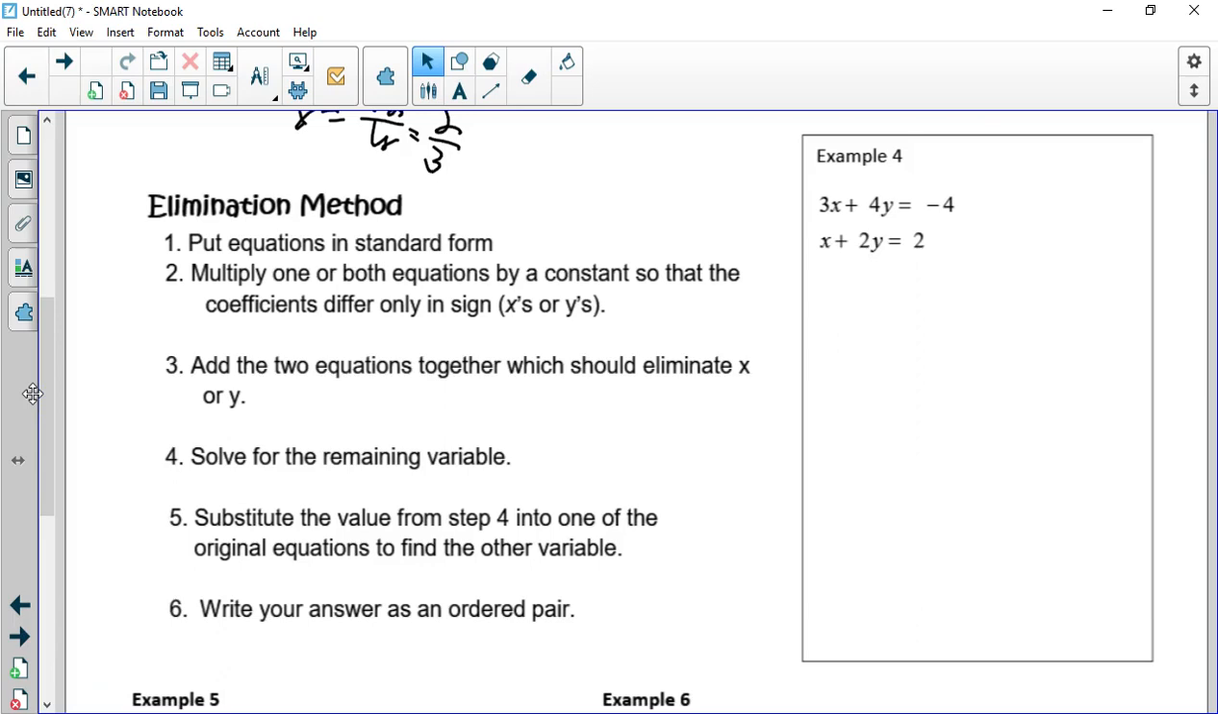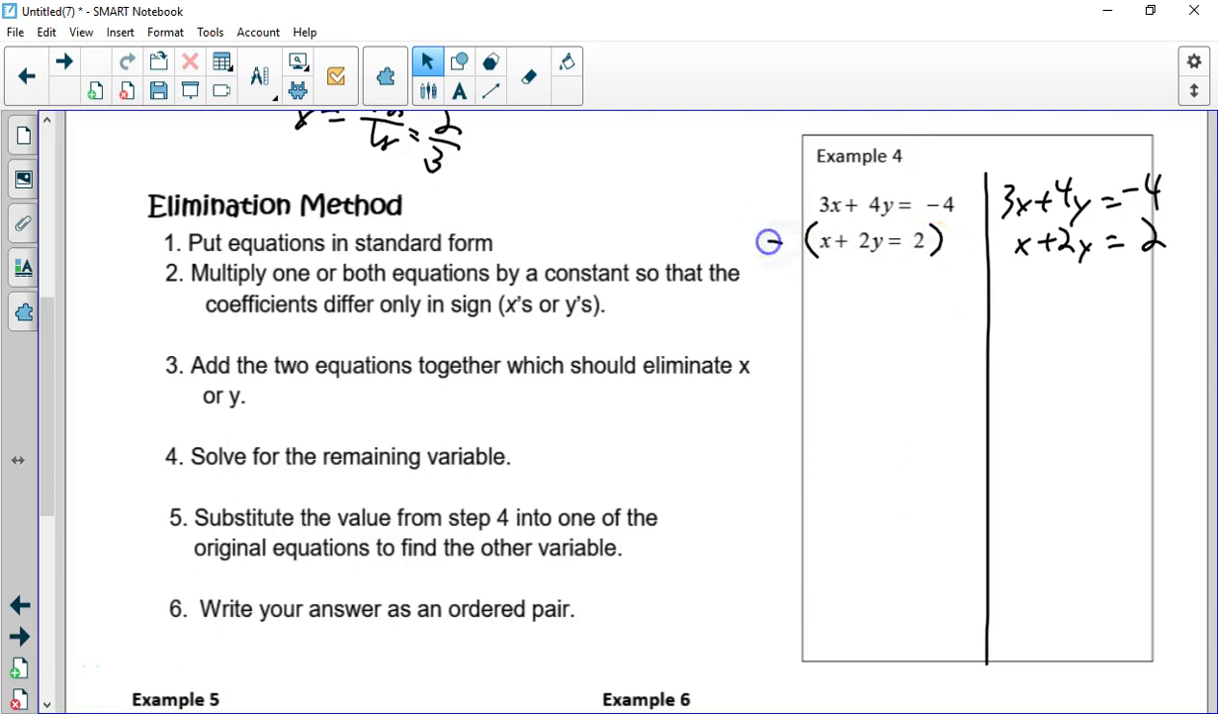So, example 4. I have a choice here. Now I'm going to show you both actually. Because these are both easily adjustable. If I multiply this by negative 3, I will have negative 3x minus 6y equals negative 6. Now I'm just going to bring this down underneath it. 3x plus 4y equals negative 4.